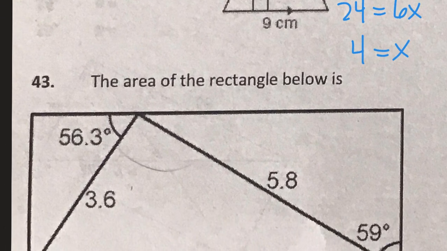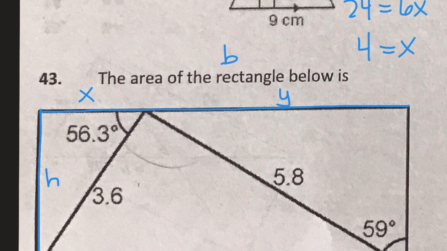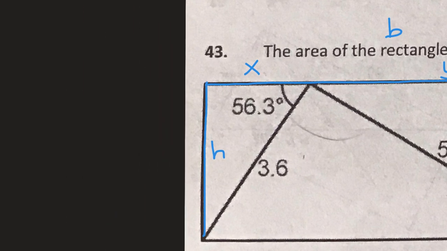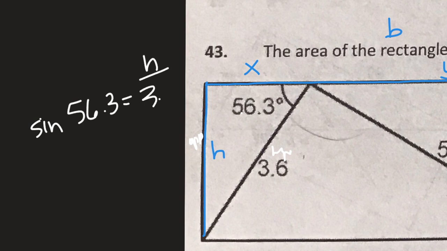Okay, the area of the rectangle. So if I want to find the area of the rectangle, I'm going to need to know what is the height, and I'm going to need to know what is the base length, right? Base times height. So I have 3 things to find, and I'm going to find them all using trig. Okay, so this is a trig problem, and it's very handy to know trig. Okay, so this is my hypotenuse. Start off with h. h is the opposite side to my angle. This is my hypotenuse, so I'm going to use the sine. The sine of 56.3 equals opposite h over hypotenuse 3.6. Okay, and that's how I'm going to find the height.